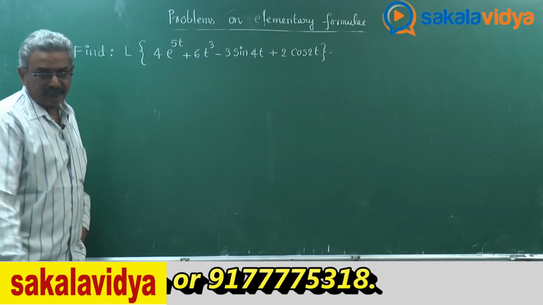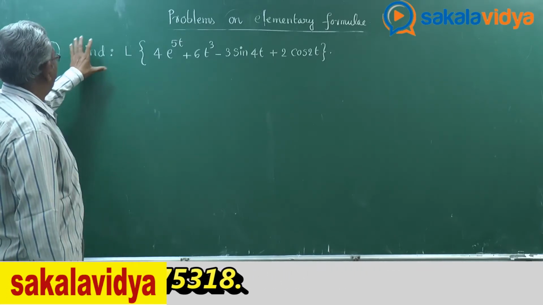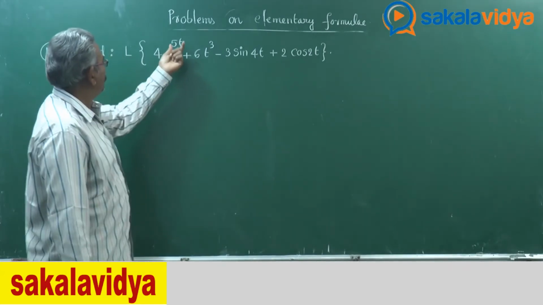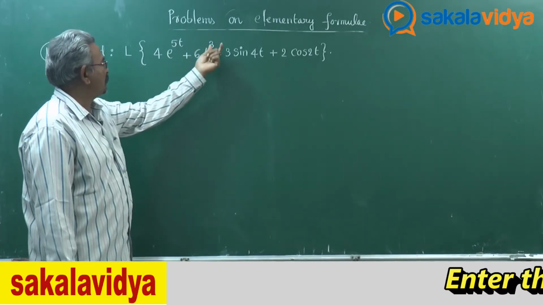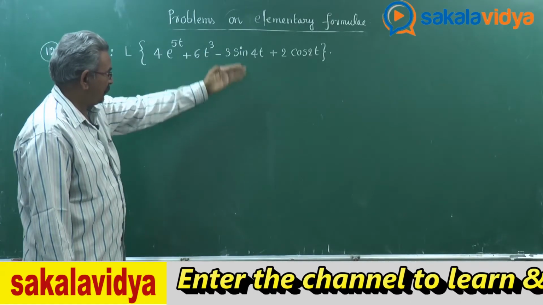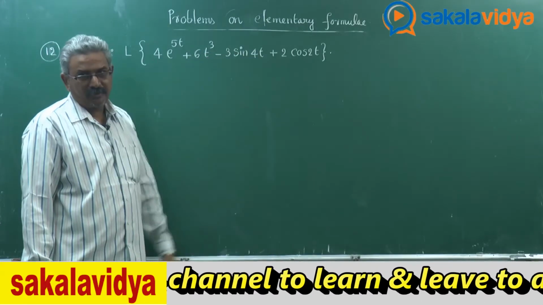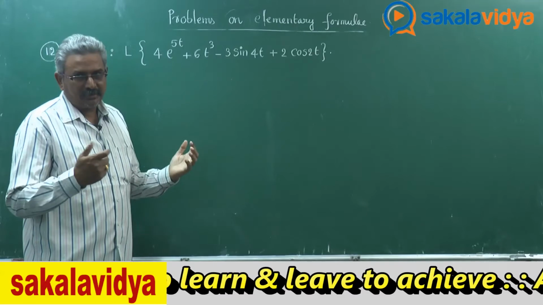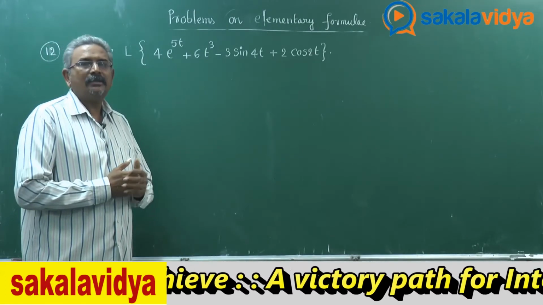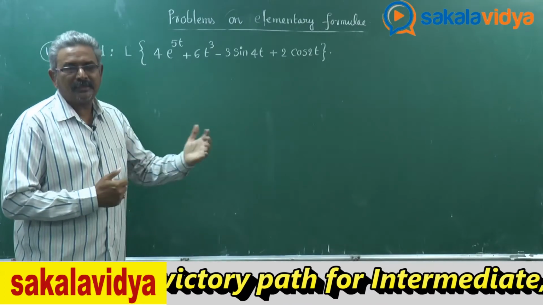The question: find the Laplace transform of 4 times e power 5t plus 6 times t cube minus 3 times sine 4t plus 2 times cos 2t. Using the linearity property and applying the basic formulae, this problem can be solved. So let us solve it now.